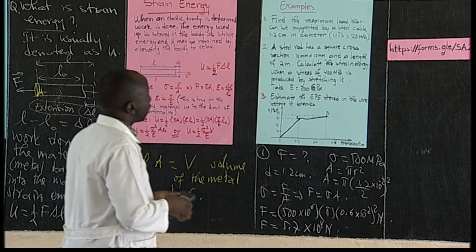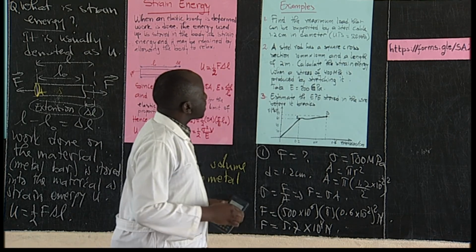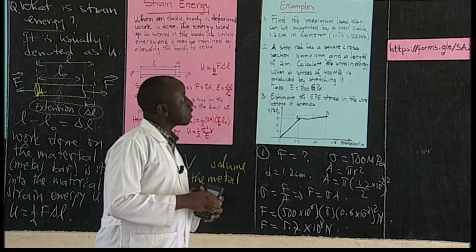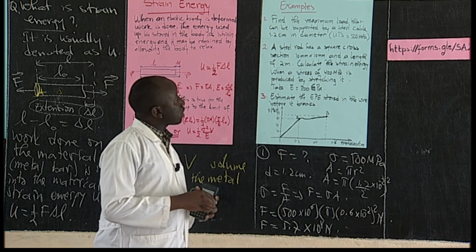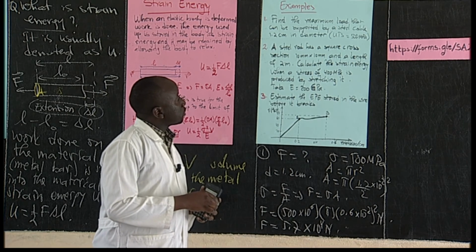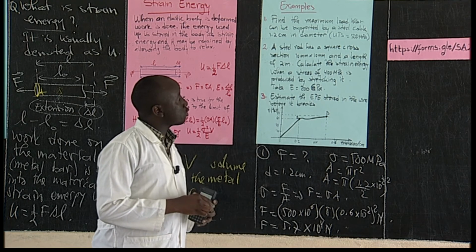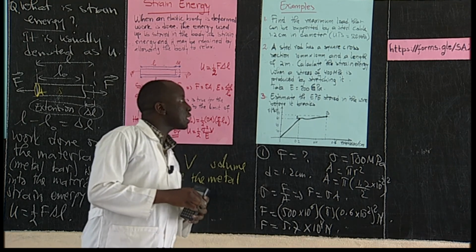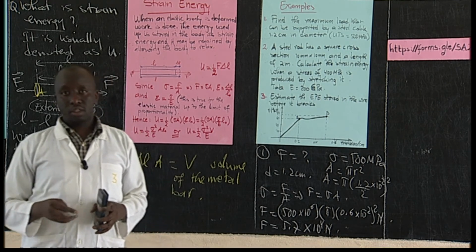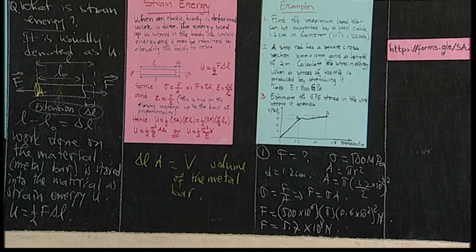Then let's move to the second example. This second one: a steel rod has a square cross section 10 millimeter times 10 millimeter and a length of 2 meters. Calculate the strain energy when a stress of 400 megapascal is produced by stretching it. And here we have the E. That E, remember what it is? It is the elastic modulus. Then let's make this calculation.